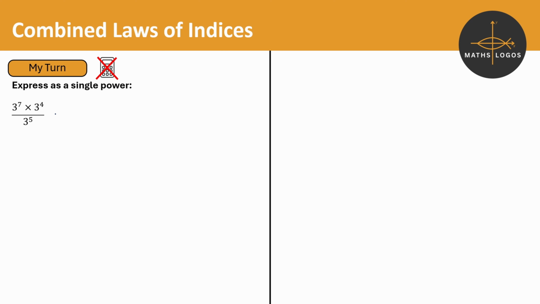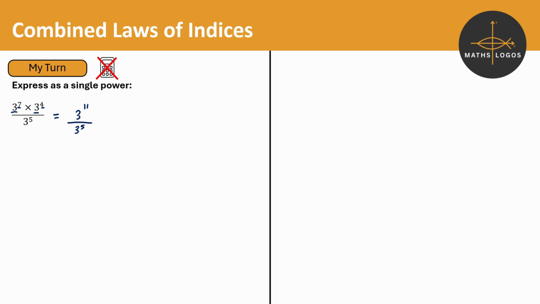The first thing I'm going to do is tidy up my numerator. Because I have the same base, so the base is 3, and I'm multiplying my powers, I can add the indices together. So 3 to the power of 7 multiplied by 3 to the power of 4 is equal to 3 to the power of 11. I've just done 7 add 4 to do that. And then I'm dividing this by 3 to the power of 5.